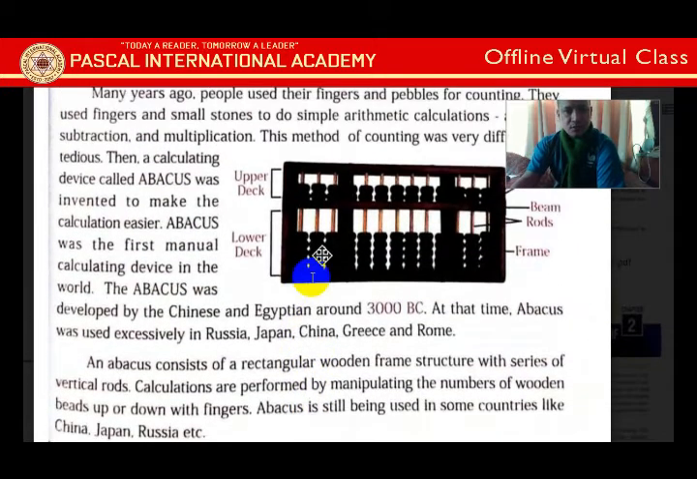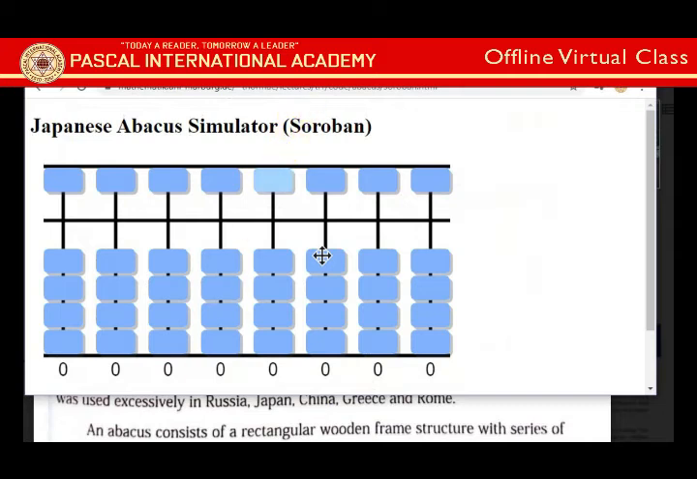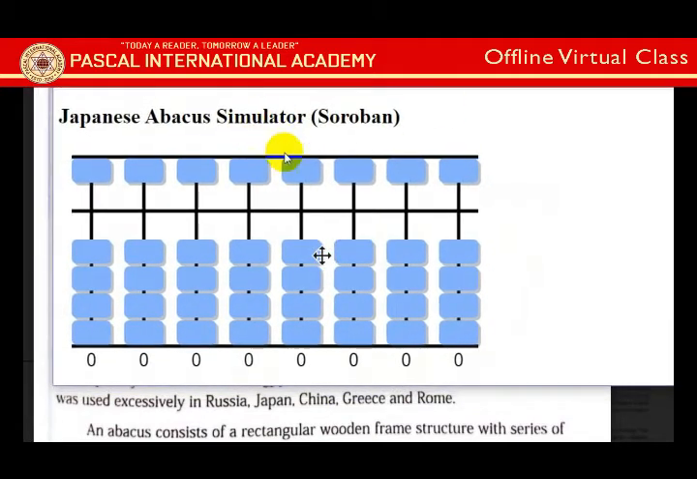Now let's look at a more elaborate form of how the abacus works. This upper deck is called heaven, and this lower deck is called earth. It has beads like this, and this is the wooden frame. To show how it works, I want to show a tutorial. This is the Japanese abacus simulator. In the real one there should be 2 beads in heaven, but in the Japanese form there is one bead above and 4 beads below. Let's see how it's calculated.